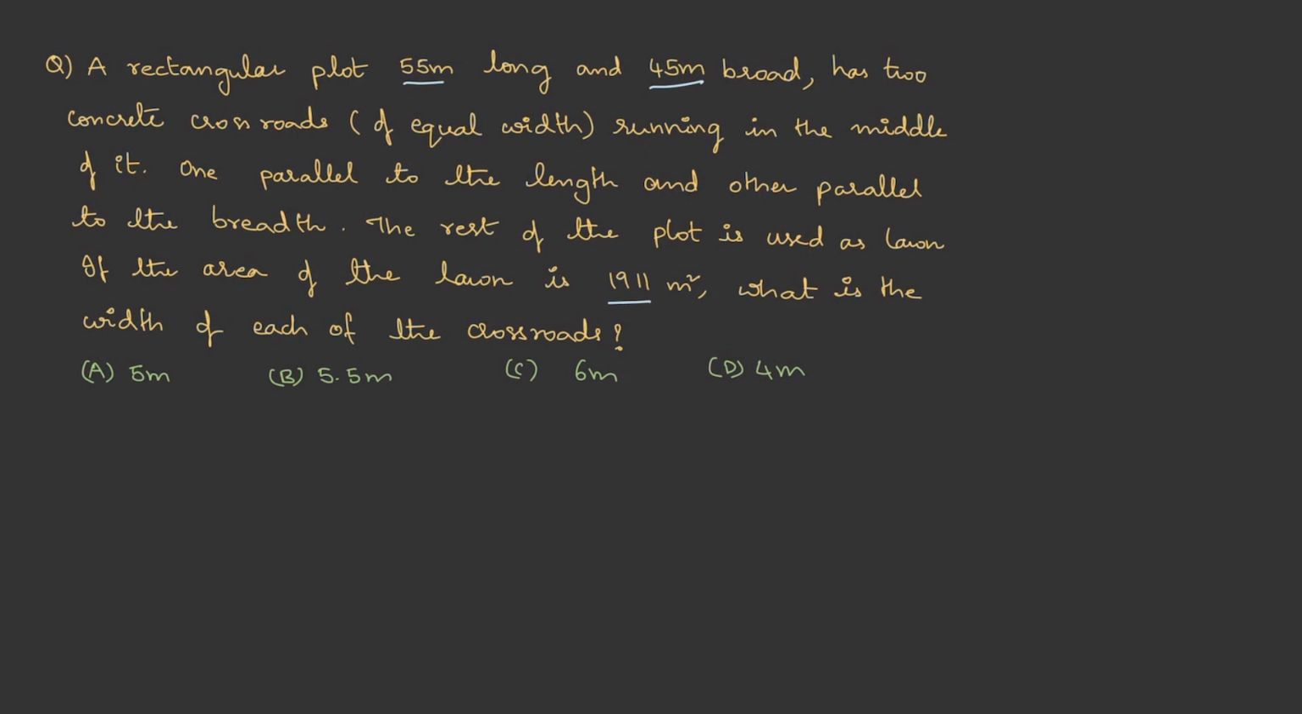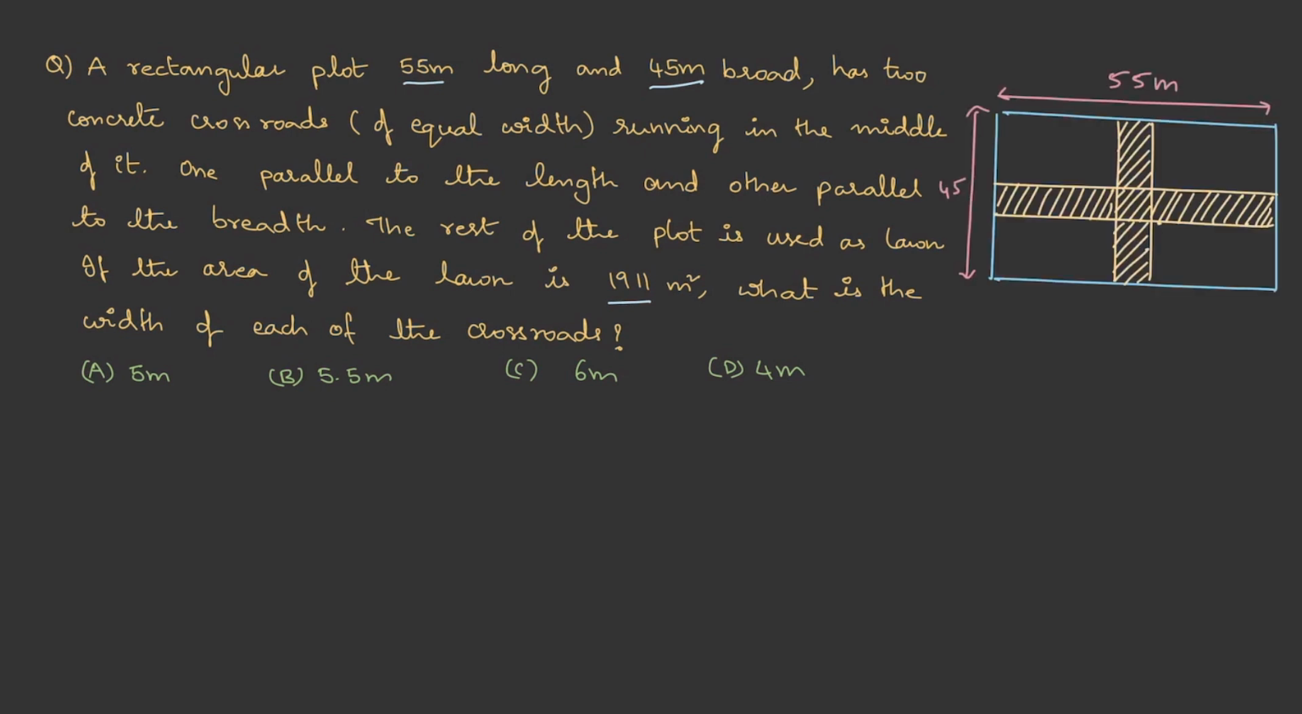To understand this, let's draw a diagram where the length is 55 meters and the breadth is 45 meters. The width of the crossroads they have not given. So let me assume this to be x, and this part also will remain as x. Apart from this, a couple of other data is given. First one is the area of the lawn, which is 1911 meter square.